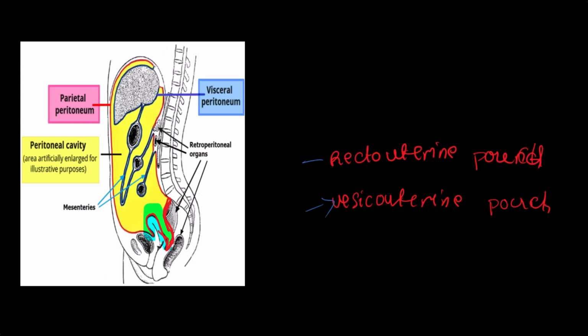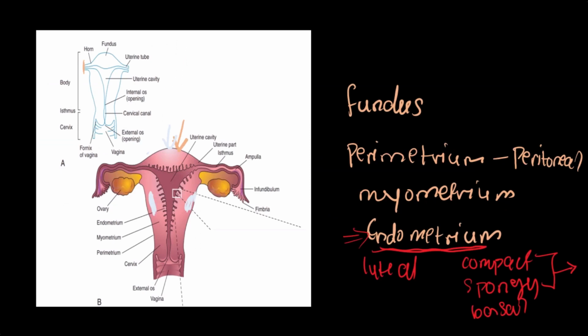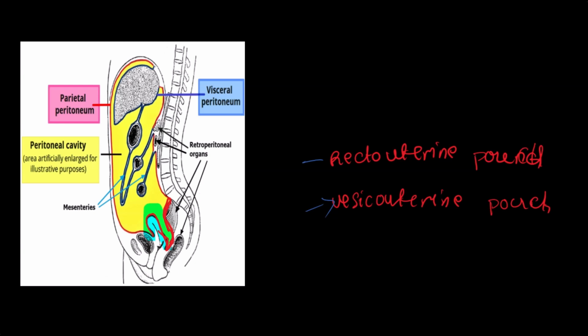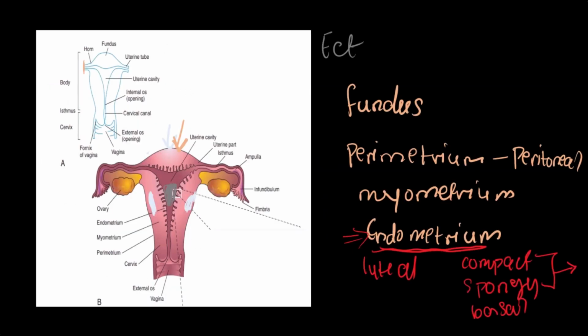However, normal implantation takes place in the endometrium of the uterus. So women with endometriosis are likely to encounter ectopic pregnancy. Now ectopic pregnancy is simply an implantation of the zygote outside of the uterus. Okay, so implantation is meant to take place in the uterus.